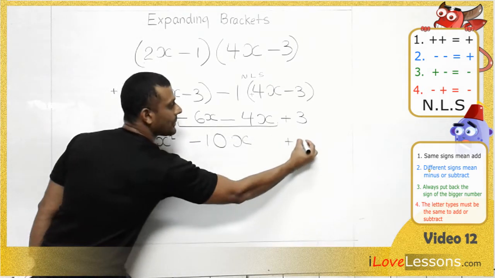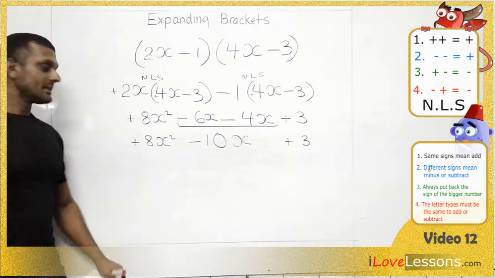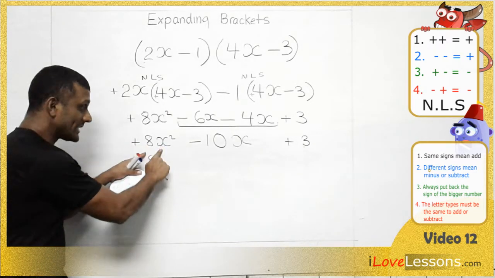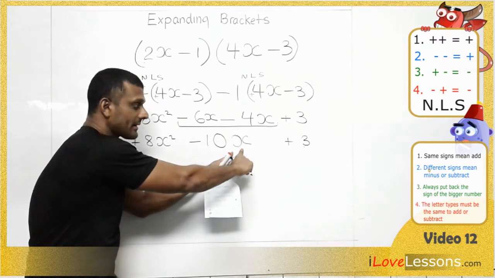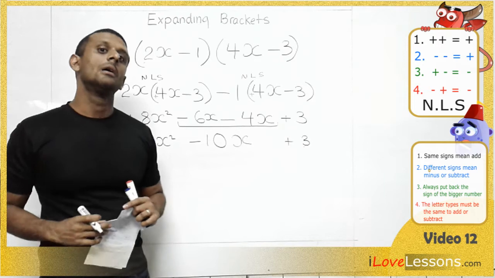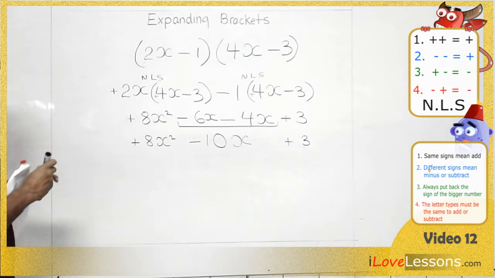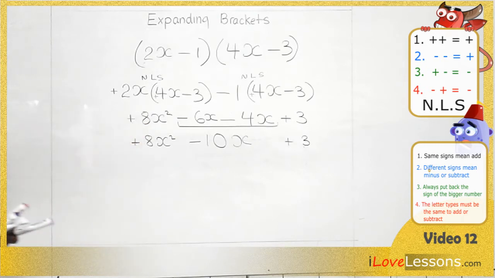And don't forget Mr. Positive 3. This is your final answer. Because this has an x squared, which is completely different from x, and he has no letter. So it's impossible to squish them together or combine them. So that was question 3. Let's try the next one.